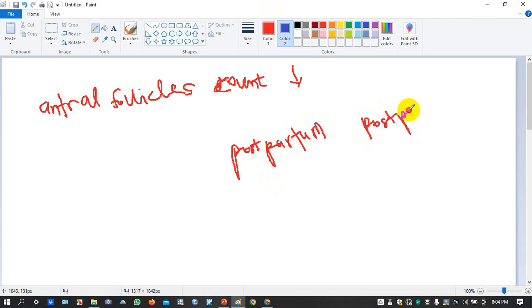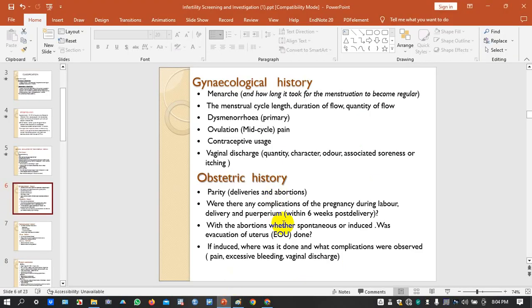That is what they call puerperium, a period of 6 weeks after delivery. Were there any complications of pregnancy, during labor, during delivery, and also after delivery?